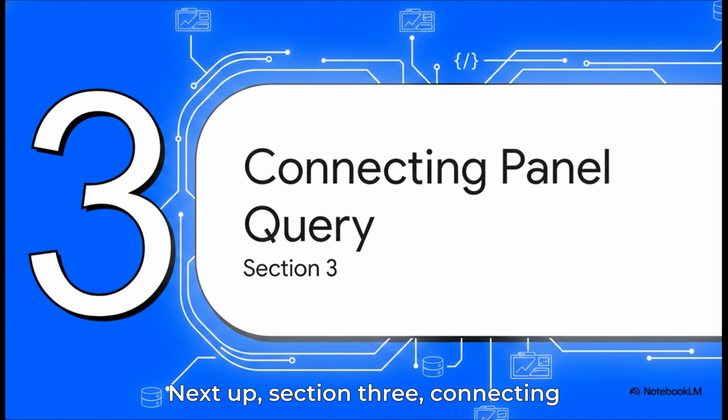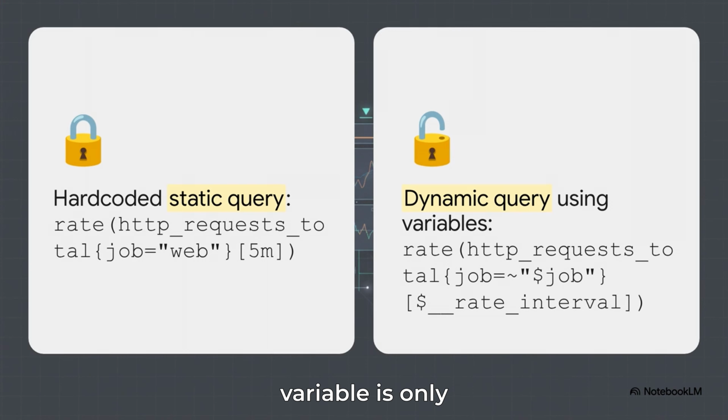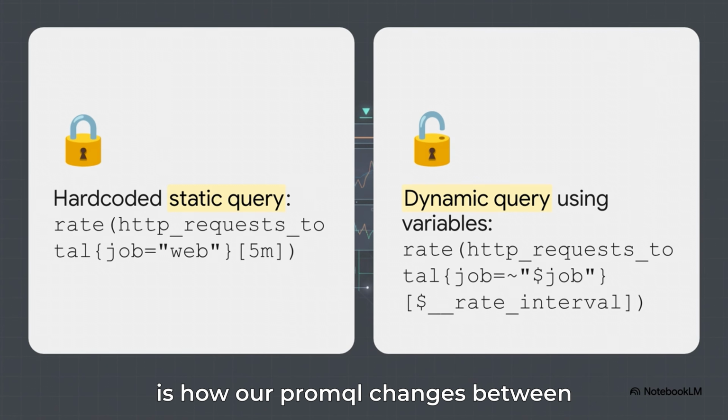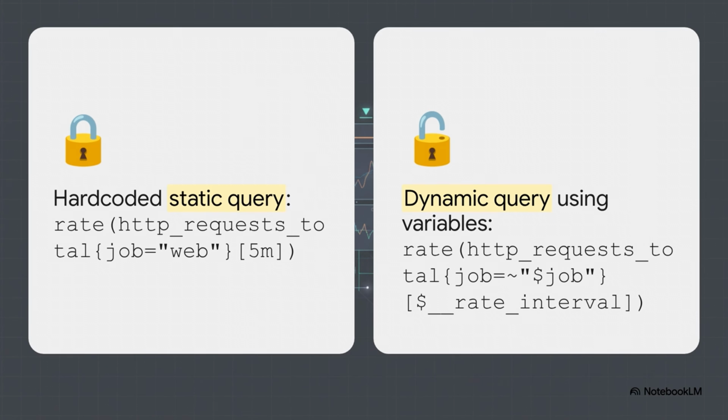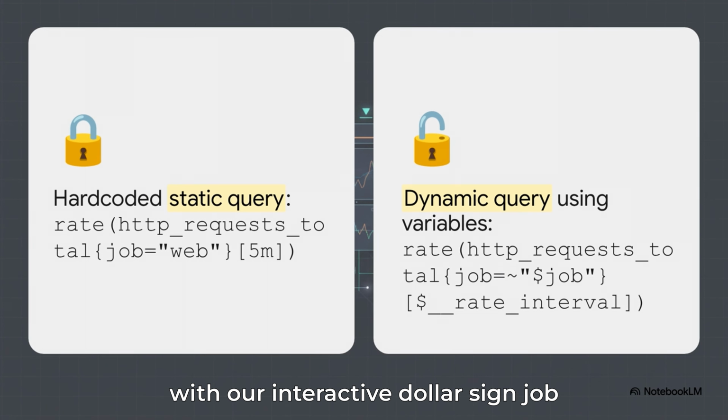Next up, section 3, connecting the panel query. Now, creating the variable is only half the battle, right? We actually have to inject it into our visualizations. What's really interesting about this slide is how our PromQL changes between the top and bottom examples. Up top, you've got a hard-coded query explicitly asking for the web job. If you wanted to look at the API job instead, you'd have to go in and manually edit the panel. But look at the bottom. We replace that static web string with our interactive $job syntax.